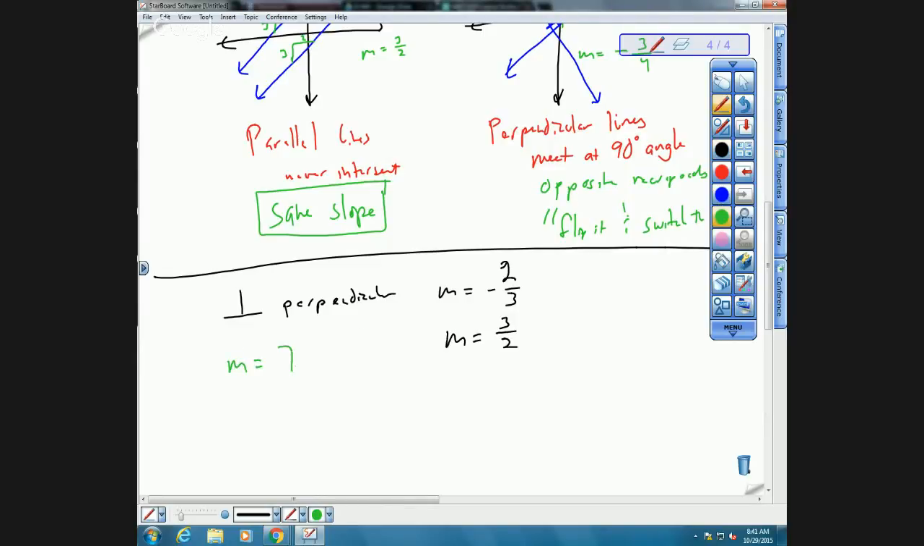What about 7? Right, this is like 7/1. So I flip it, it'd be 1/7, and then put the negative there. And parallel is just the same exact one.